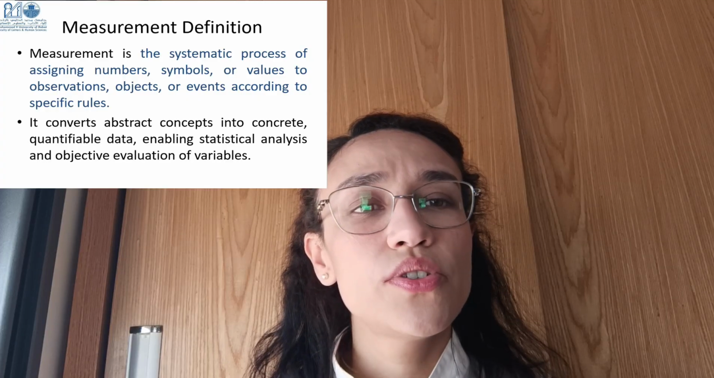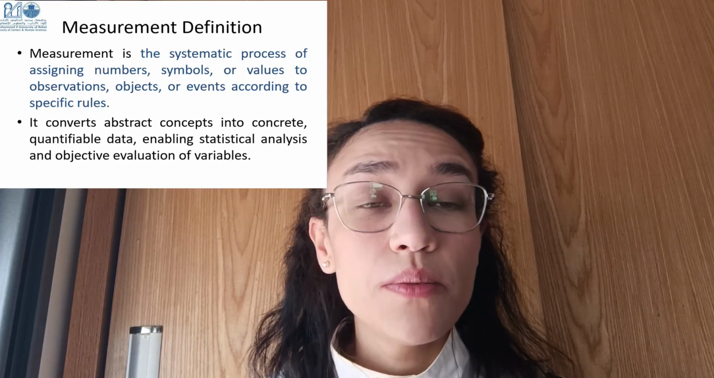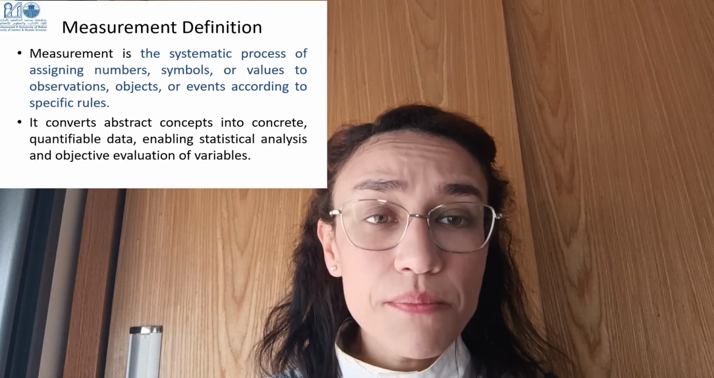Before moving to the notions of reliability and validity, we need to address first measurement quality. Measurement quality in research methodology ensures that tools and techniques accurately and consistently capture the intended data. It is primarily defined by two core components, which are reliability and validity. First, let us start with reliability.